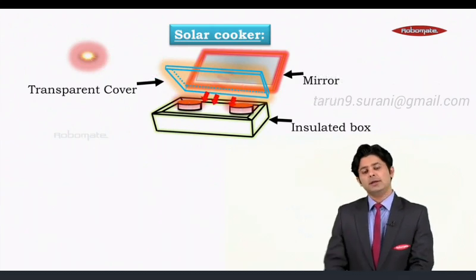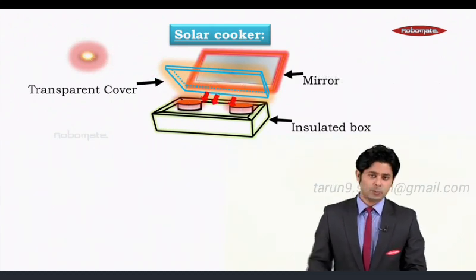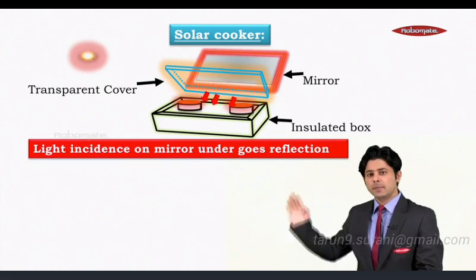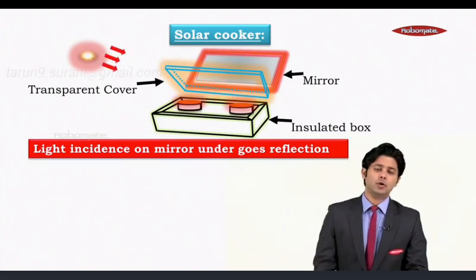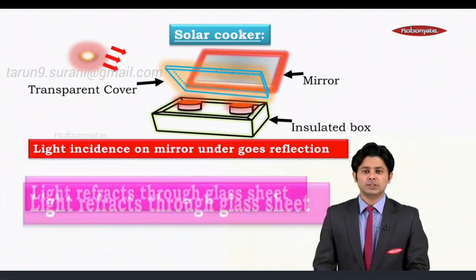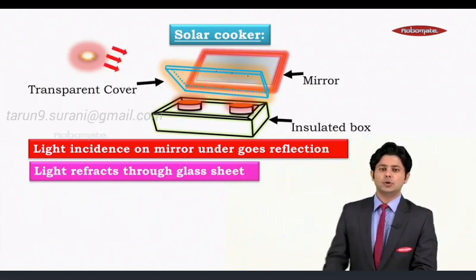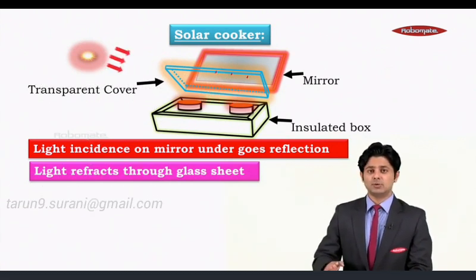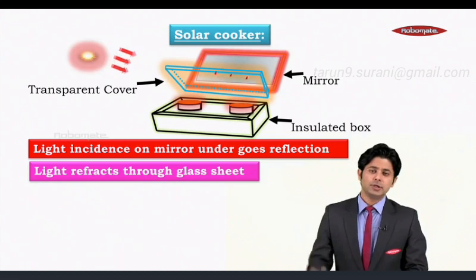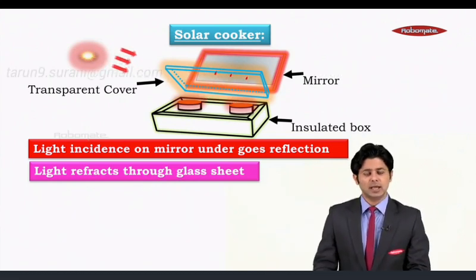Now, let's understand these steps in detail one by one. The first one, as we discussed earlier, light is incident on the mirror and undergoes reflection. The next one, light refracts through the glass sheet as it travels from one optical medium, that is air, to another optical medium, that is glass.